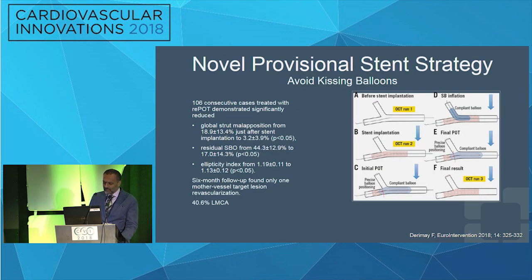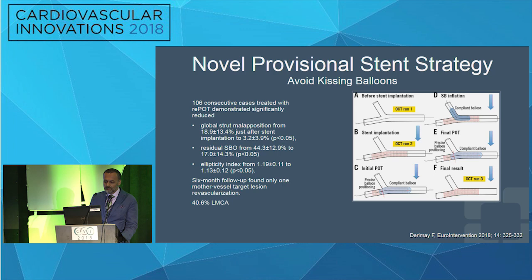So I found this nice report that came out just last month in EuroIntervention describing a series of 106 patients with true bifurcation lesion, where they performed a novel bifurcation treatment algorithm called the re-POT technique, where they deploy the stent across the mother into the main branch, perform POT, and then they use a balloon to reopen the side branch and then do re-POT. And they did OCT in between all of these steps.